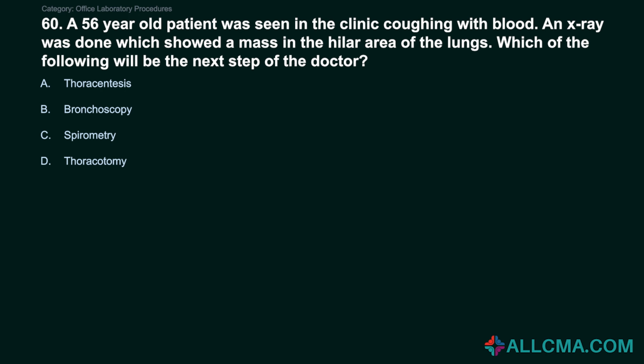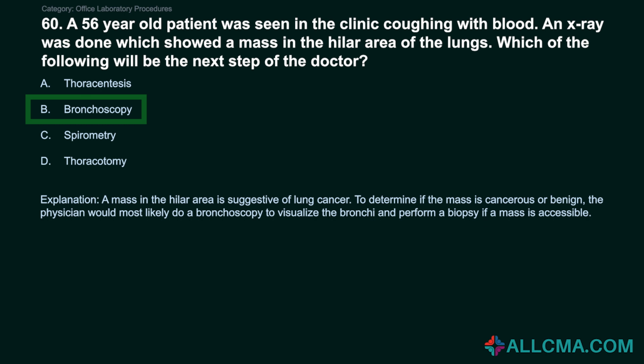60. A 56-year-old patient was seen in the clinic coughing with blood. An X-ray was done which showed a mass in the hilar area of the lungs. Which of the following will be the next step of the doctor? A. Thoracentesis. B. Bronchoscopy. C. Spirometry. D. Thoracotomy. Correct answer, B. Bronchoscopy. A mass in the hilar area is suggestive of lung cancer. To determine if the mass is cancerous or benign, the physician would most likely do a bronchoscopy to visualize the bronchi and perform a biopsy if a mass is accessible.